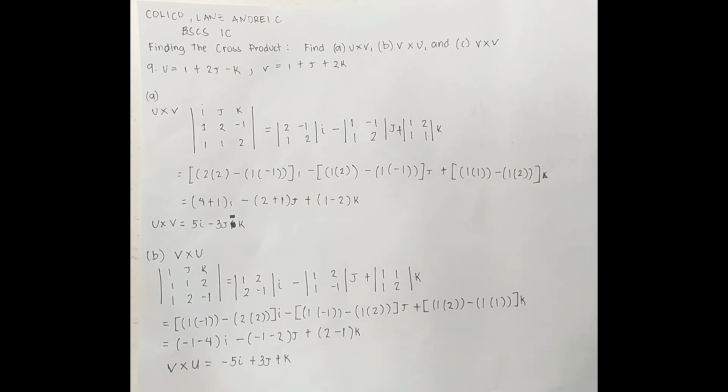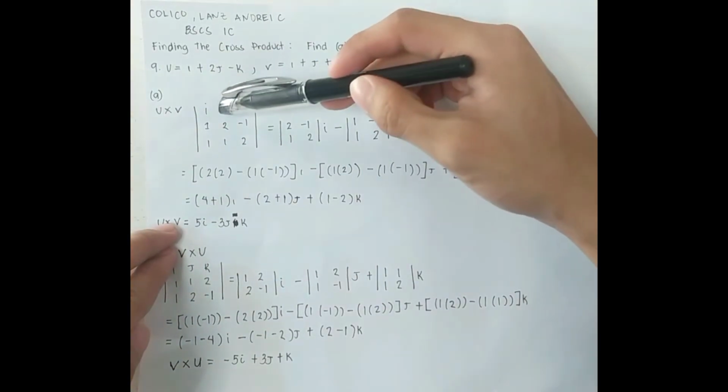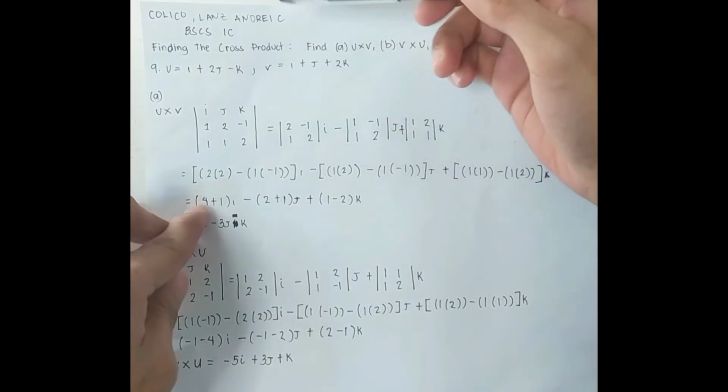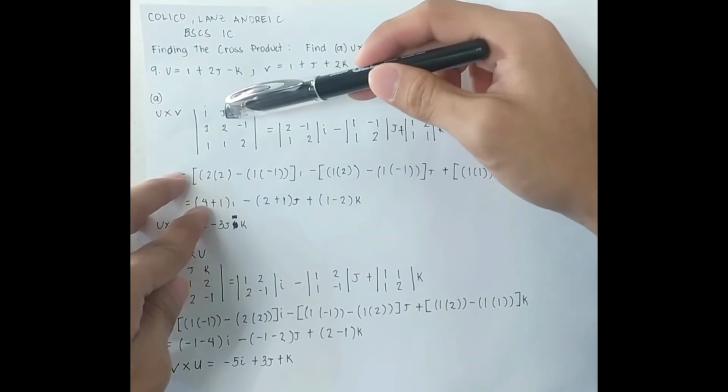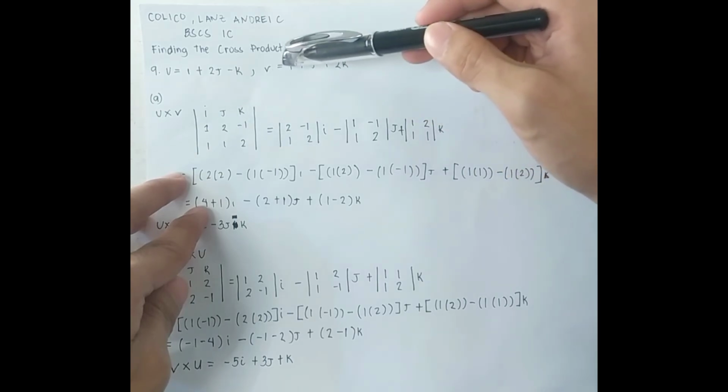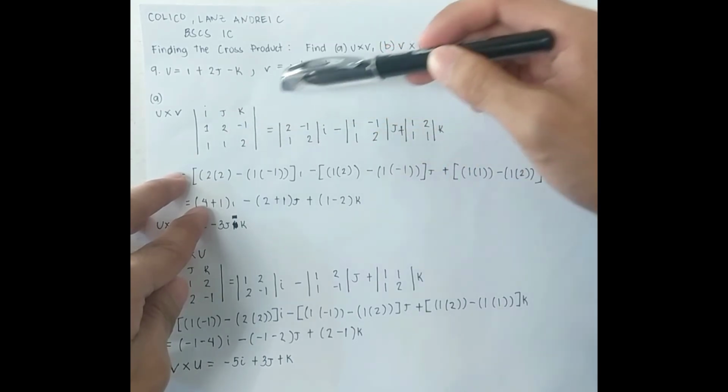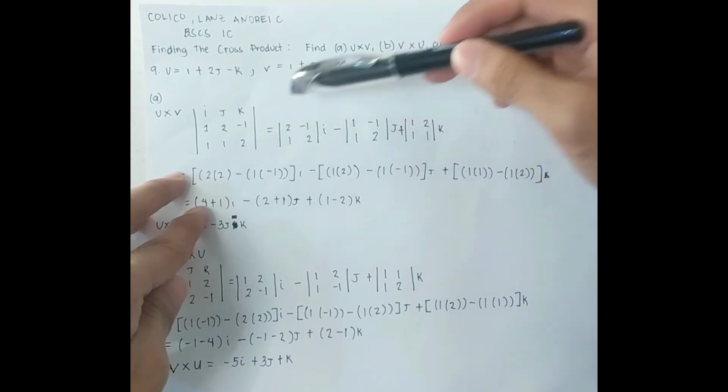I am here to explain the problem in finding cross product, problem 9, in which we need to find A, U cross V, and letter B, V cross U, and C, V cross V. So first, we need to find letter A, U cross V. So I, J, K, then the given U, so 1, 2, -1, and the given V, so 1, 1, 2.